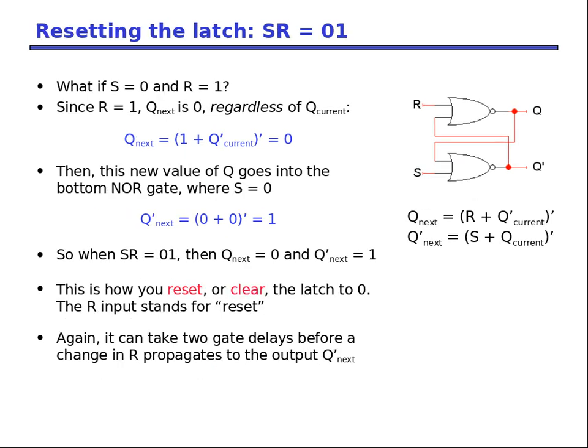Of course, if you have set 0 and reset 1, to reset the latch to 0, it's the same proof as before, just in the opposite direction. I'm not going to go through this again unless someone needs it. We doing well? Good morning.